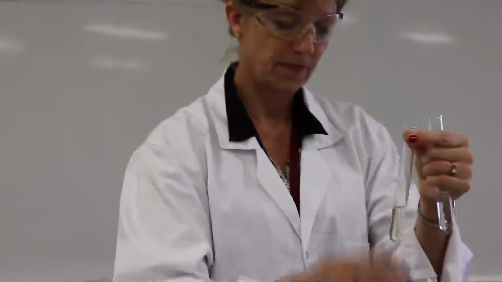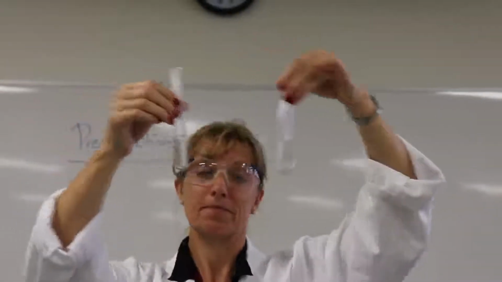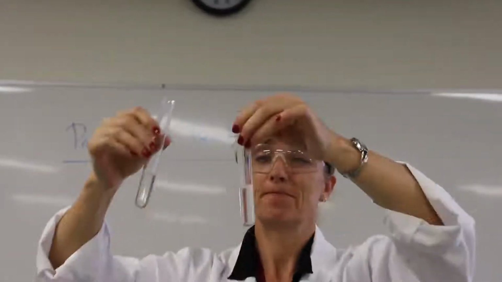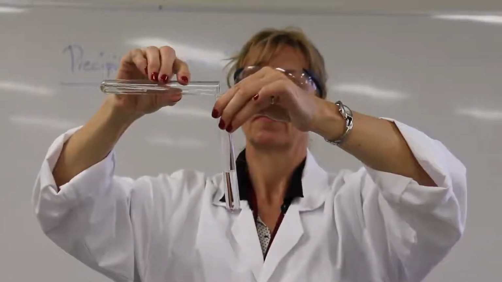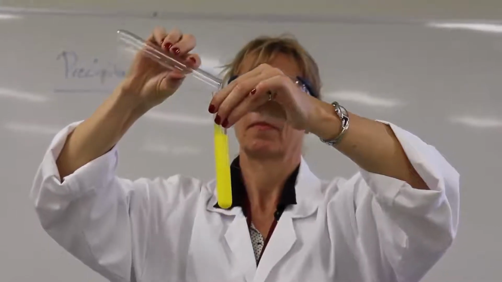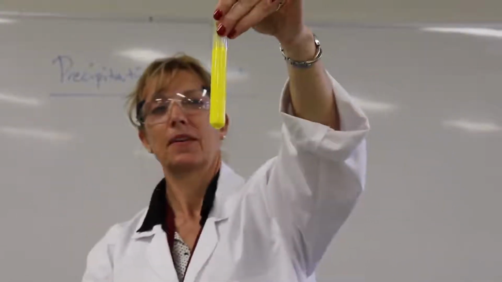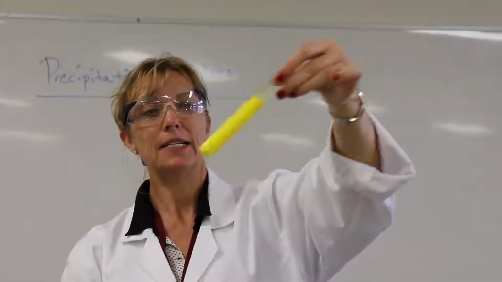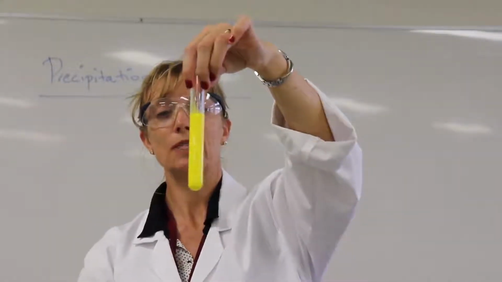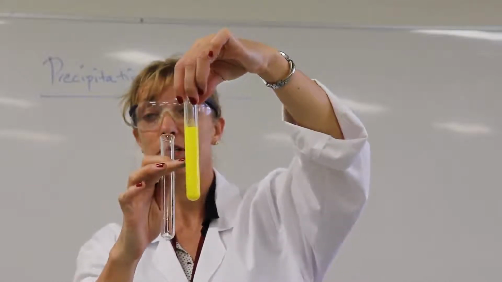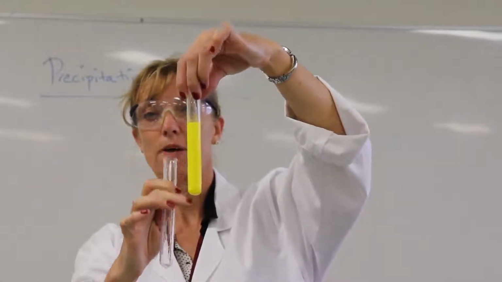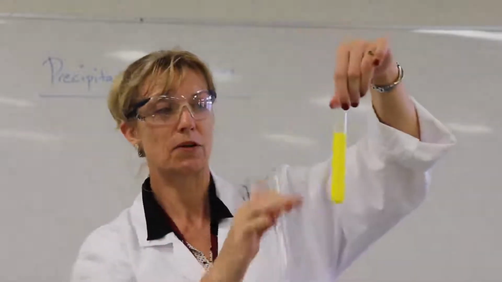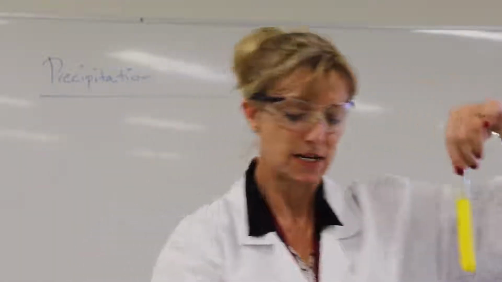And then I'm going to pour one into the other. So we're going to mix them. Ready? Now that is a precipitation reaction. It looks like paint. Eventually it will settle out and you'll have clear liquid at the top and a thick yellow powder at the bottom, but it will take a while because it's very finely suspended in there.